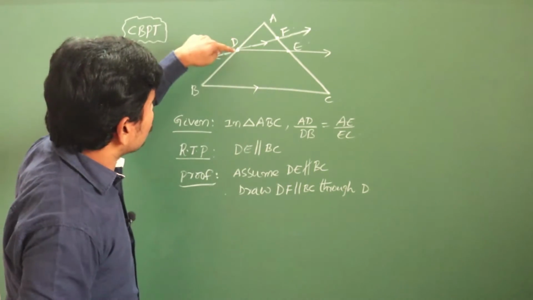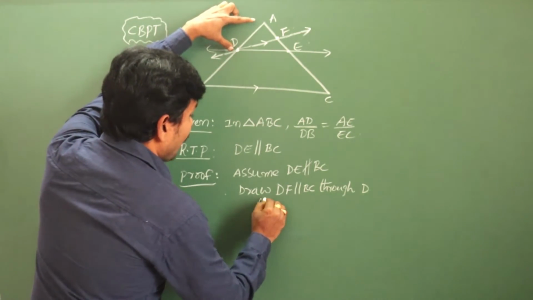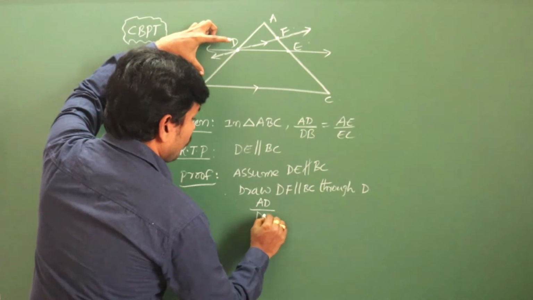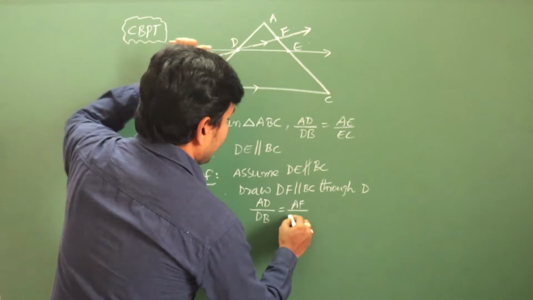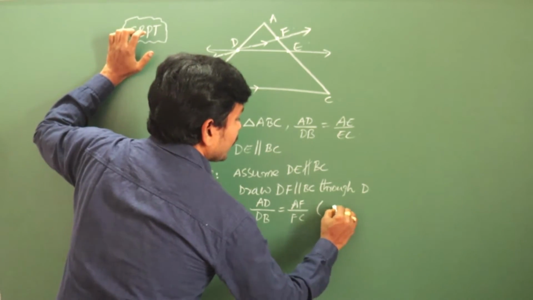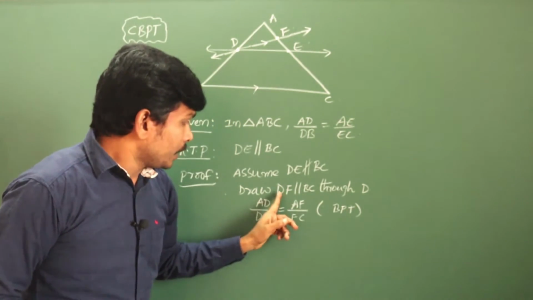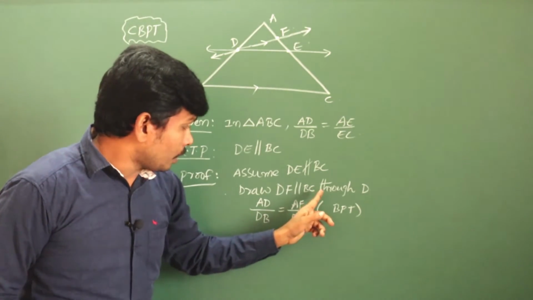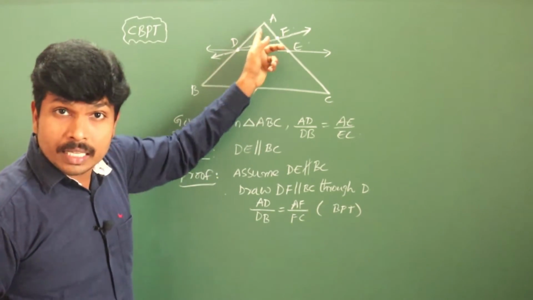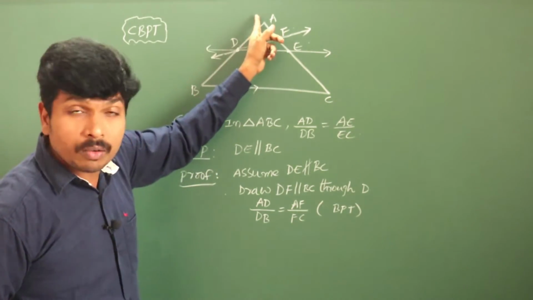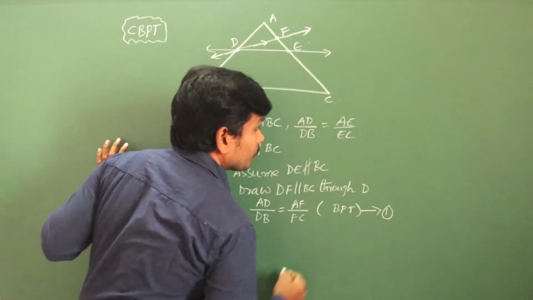DF is the parallel line, so DF divides the other two sides in the same ratio. Tell me, AD by DB is equal to AF by FC, by BPT, the basic proportionality theorem. Here DF is parallel to BC, we got it from the construction. Therefore AD by DB is equal to AF by FC. Take this as equation 1.